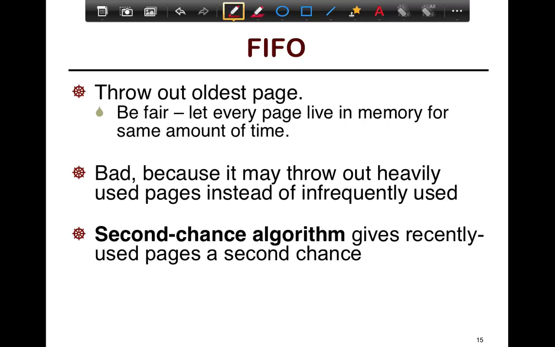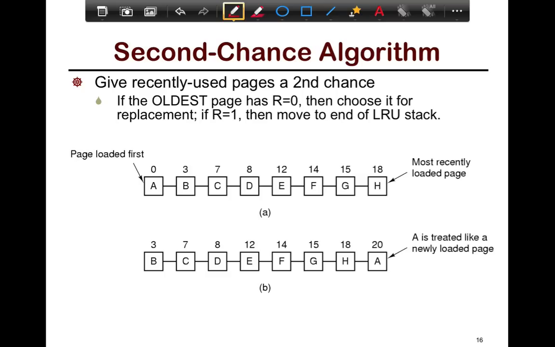So for example, the page that you brought in first, you may be referencing it frequently. In such cases, if FIFO throws it out first, then it's a bad design because essentially you're throwing out something that's important. Second chance is a variant of this which gives recently used pages a second chance. Okay, so FIFO is really bad, so second chance is a variant of that. So this one essentially is the LRU stack. So this is the least recently used, so it goes in the opposite direction.